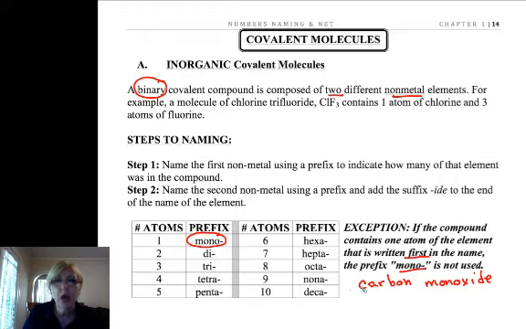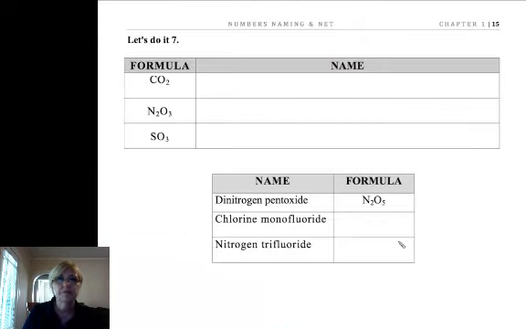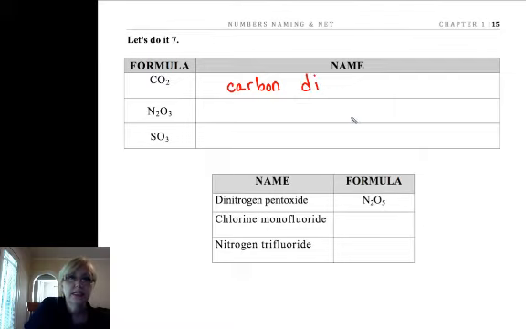We just wouldn't say monocarbon. So the only time we don't use a prefix is on the first element when there's only one of the first element. So here I have one carbon. It's not monocarbon, right? We don't do that on the first element. There's two oxygens, so it's di, and just like we did with the ionic, we changed the second one to an IDE ending. The first one gets to keep its full first name. The second one has a change in its name.